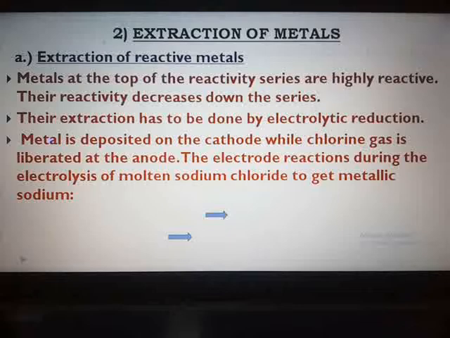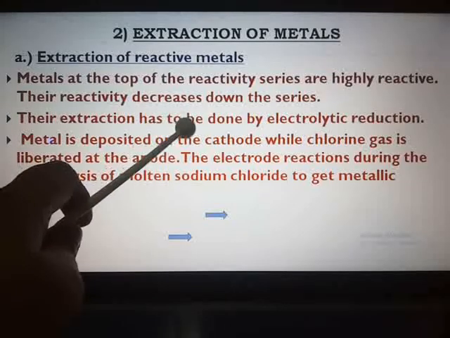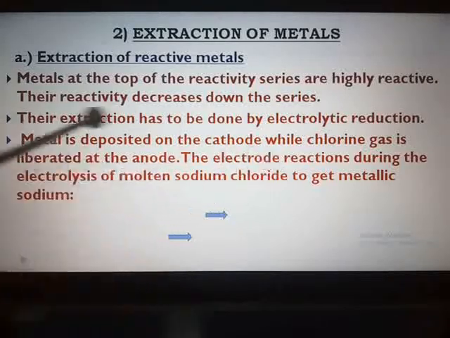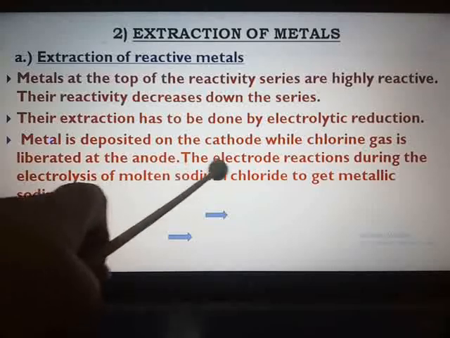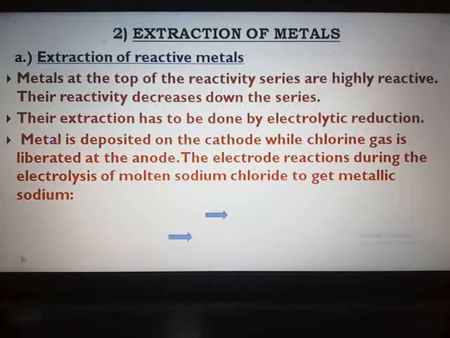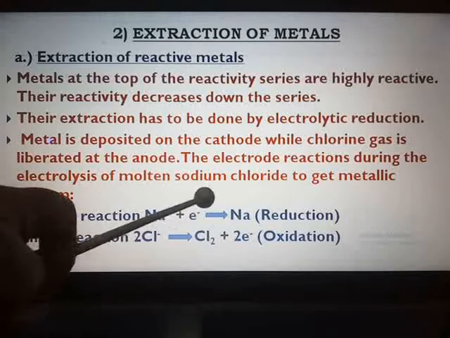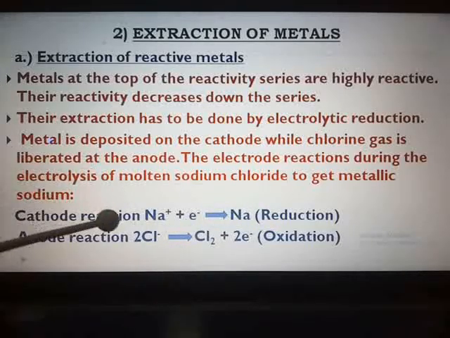What happens in this process? Metal is deposited on the cathode while chlorine gas is liberated at the anode. Here are the electrode reactions during the electrolysis of molten sodium chloride to get sodium in metallic form. One is the cathode reaction and the other is the anode reaction. Cathode reaction: Na+ + e- gives Na, that is reduction. Anode reaction: 2Cl- gives Cl2 + 2e-, that is oxidation. In this way, the extraction of reactive metals is carried out.